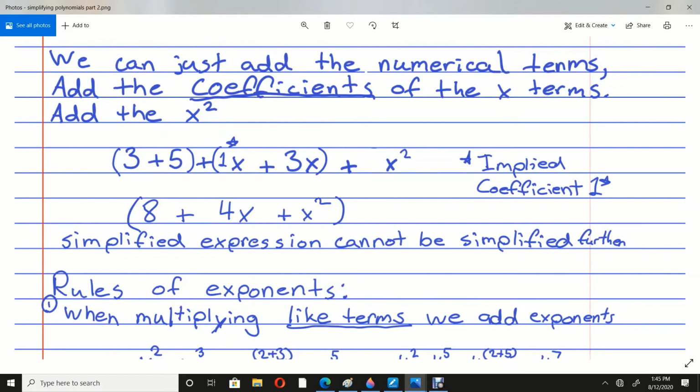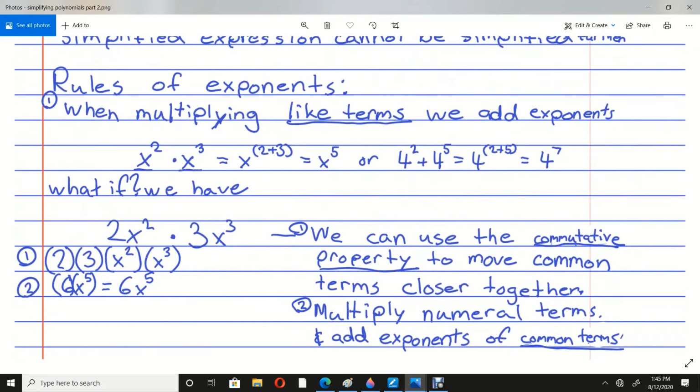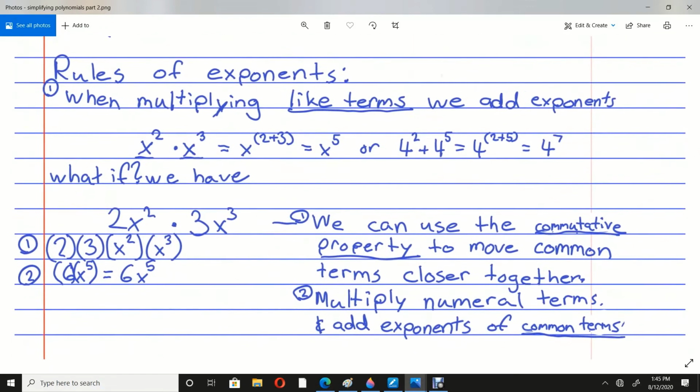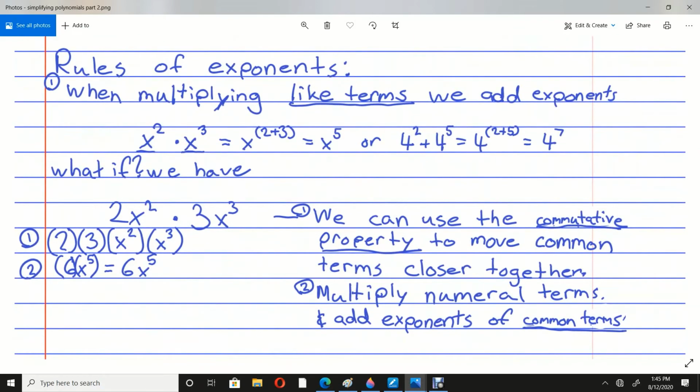Okay, so I know some of y'all were curious about this earlier because, man, we sure went off on a tangent about monomials, didn't we? Well, here we go. We're getting back into rules of exponents, all right? So, rules of exponents. First rule, when multiplying like terms, we can add exponents, and I mean like variable terms.